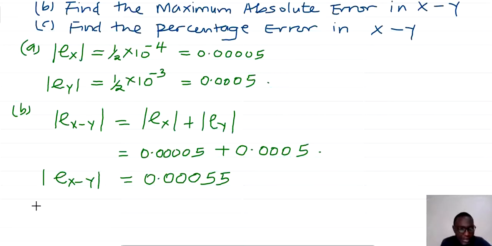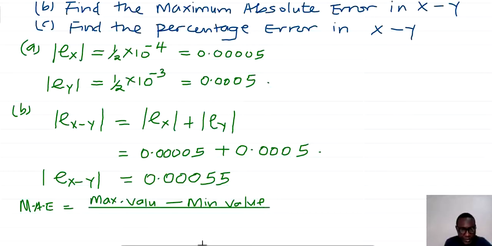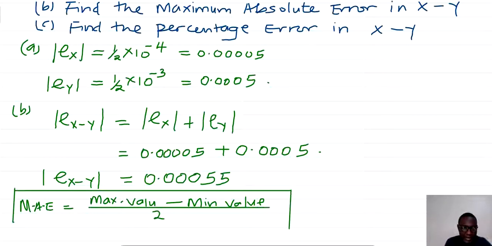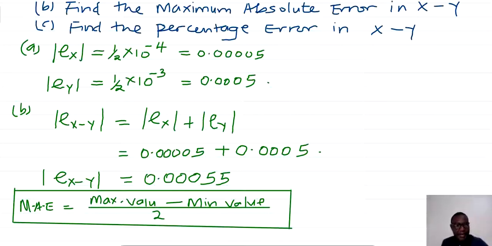Now someone can do this differently. Actually, if you watch the previous video about error propagation in addition, you can use this alternative: the maximum absolute error is equal to the maximum value minus the minimum value, divided by 2. Please give it a trial and see if we get the same answer.